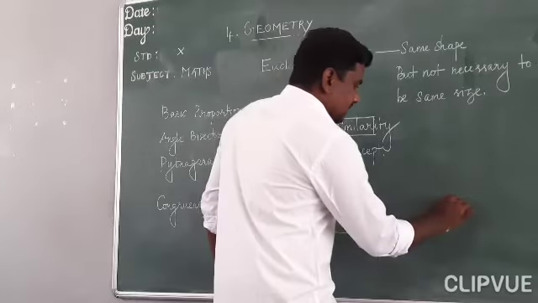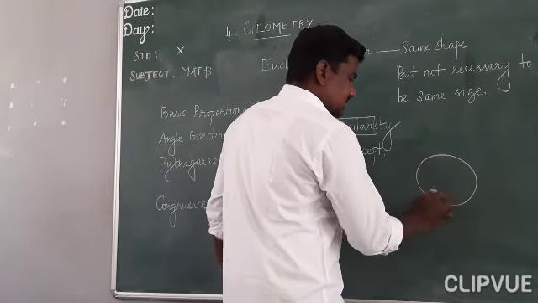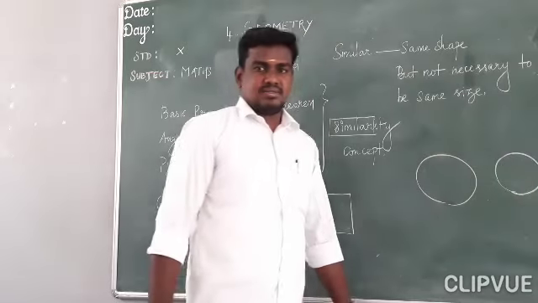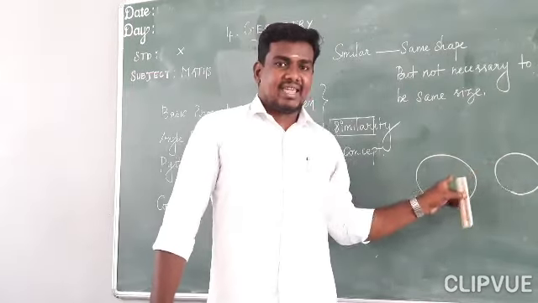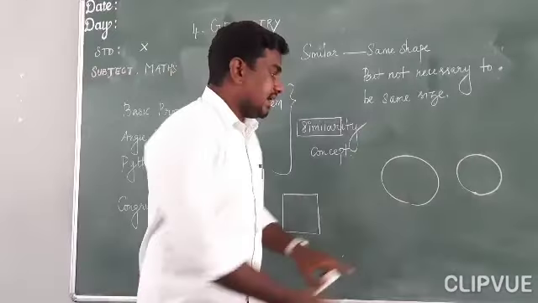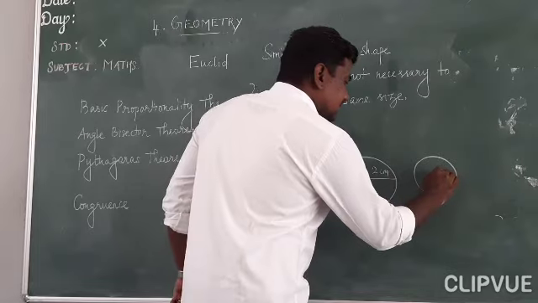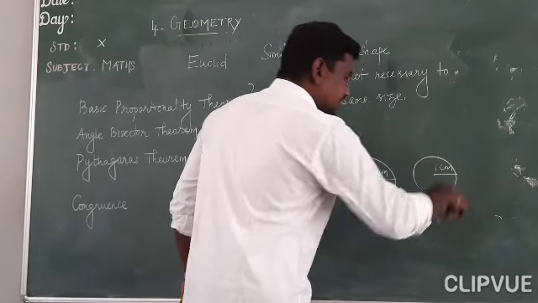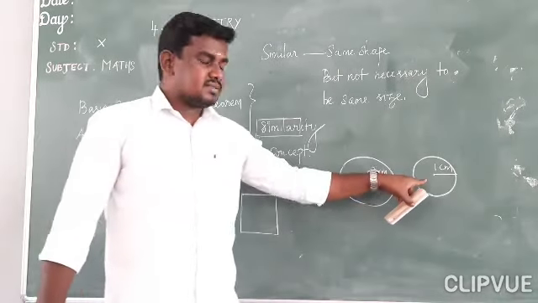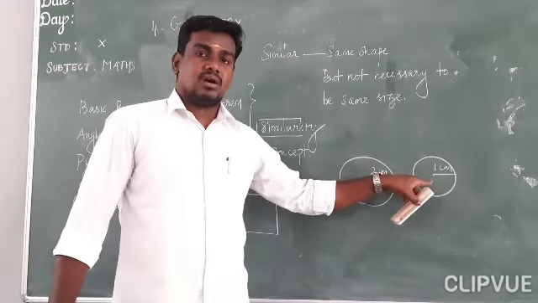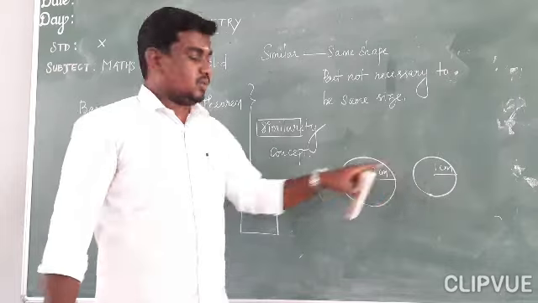For example, circles. I took two circles. They are the same shape, but the radii are different. It is 2 centimeter, it is 1 centimeter. Can we say the two circles are congruent? No, we cannot say that. They are not congruent, but they are similar.